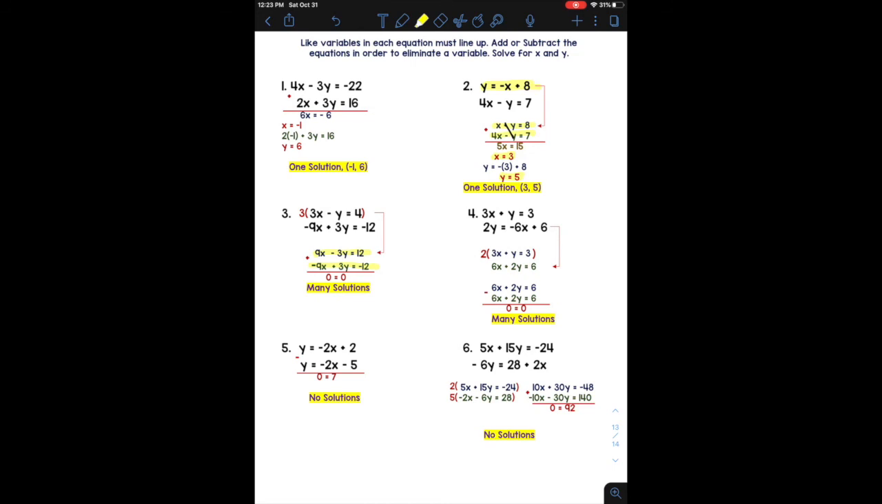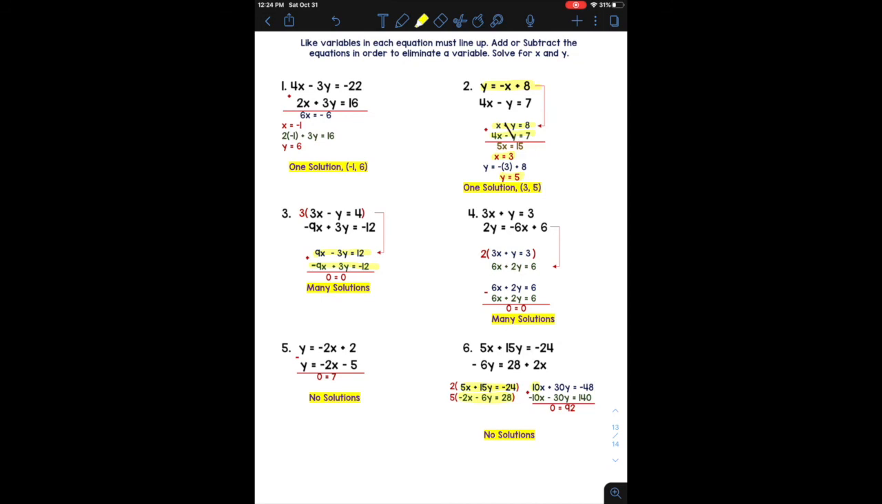And lastly, problem number 6. The like terms were not lined up. So what I did again is put it in standard form. It's okay that the a value is negative. We're just rearranging the terms so that the like terms are lining up. If I were to add or subtract, neither of those operations would eliminate a variable. So what we had to do is think of a number to multiply one or both of the equations by. What I did was multiply the first equation by 2 and the second equation by 5.